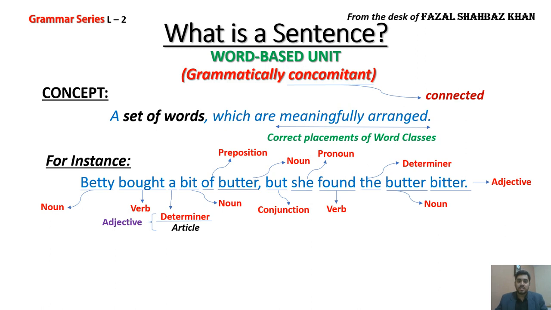So as you can see, the word-based unit we have in a sentence can only become meaningful when we find the correct placements of word classes. There are so many word classes here, but they can't be simply thrown into a sentence meaninglessly. So we need to arrange them meaningfully so that they give us a different and a good meaning.